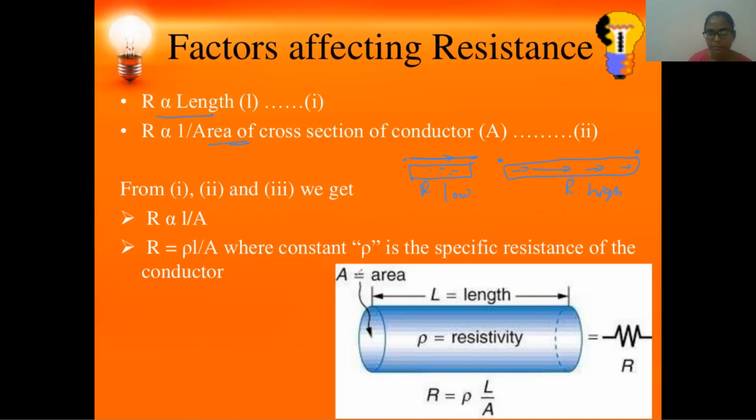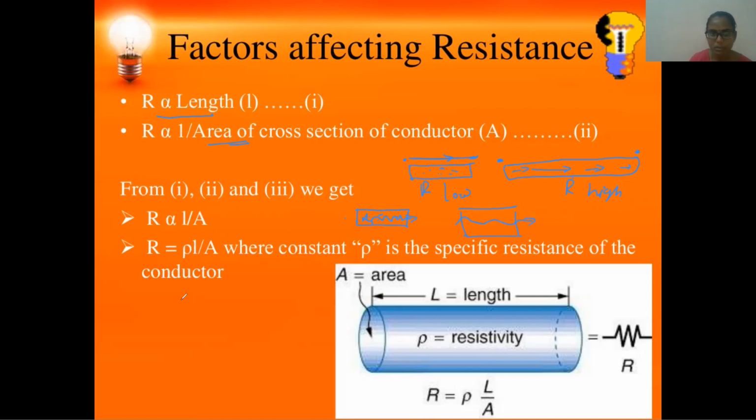And the resistance is inversely proportional to area. If the path is like this, with a small area, the obstruction to the particle is high, and very little path is there to move. If the area is more like this, the opposition is less, and it will come out easily. So resistance is inversely proportional to area. If area is more, resistance is less.